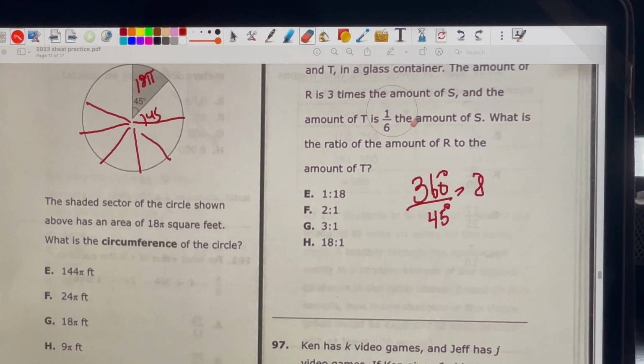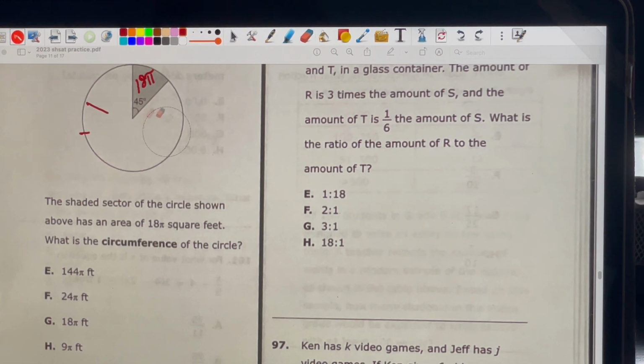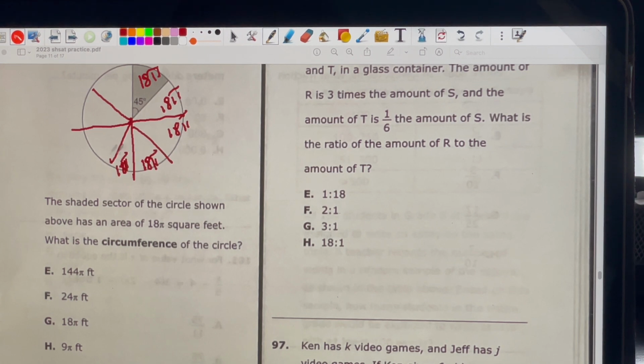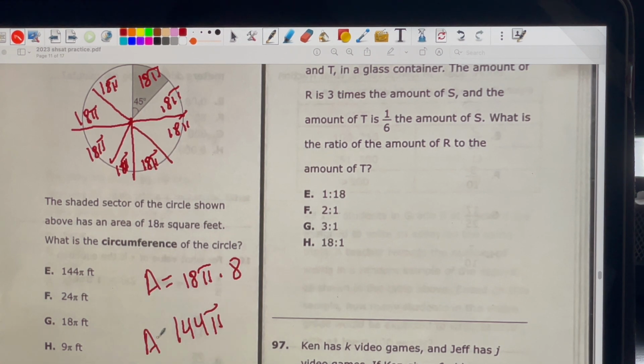Right? So this information, let me divide this a little bit better. Okay, so 45 degrees. And we know that this is 18 pi, this is 18 pi, this is 18 pi, right? The area inside is 18 pi, this is 18 pi, and this is 18 pi. So the total area of the circle will be 18 pi times, we have how many sections? We have 8 sections. So 18 times 8, that gives us 144 pi is the area of the whole circle.